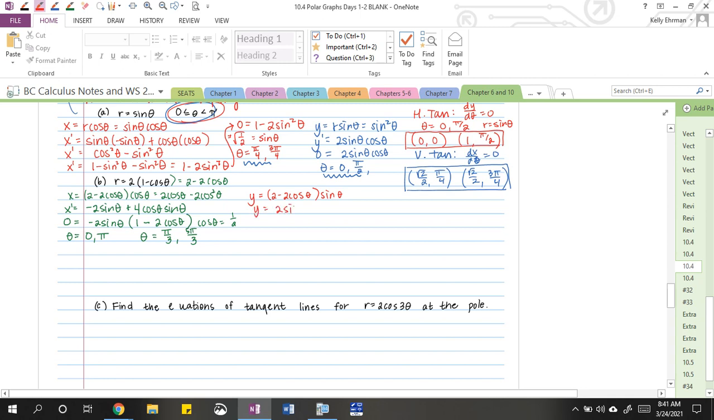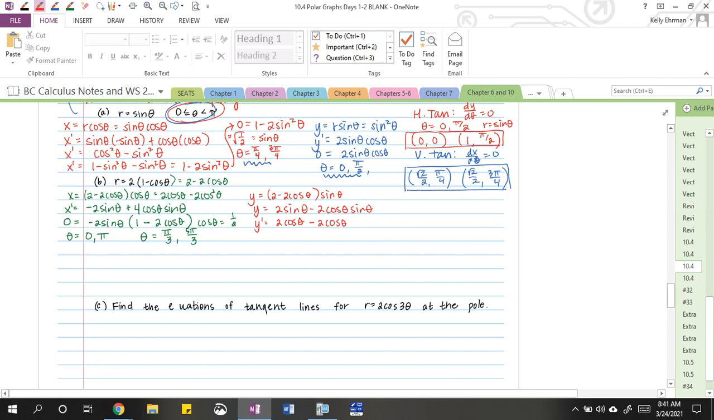So 2 sine theta minus 2 cosine theta sine theta. And y prime is 2 cosine theta. We have a product rule here. Now, when I do product rule and there's subtraction, I consider the first function to be negative 2 cosine theta so that I don't have to bother with parentheses.